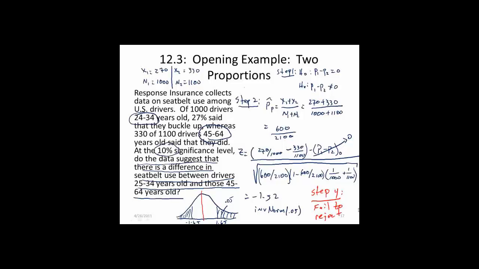So what does that mean? So just one more time. The basic conclusion is we are saying that there is no difference, not in the seatbelt usage, but in the proportion of 24 to 34-year-olds and the proportion of 45 to 64-year-olds. So at alpha equals 0.1, the data indicates that there is no difference in the proportion of seatbelt users between the 24 and 34-year-olds and the 45 and 64-year-olds. That's how we would formally state that. Want to try another one?